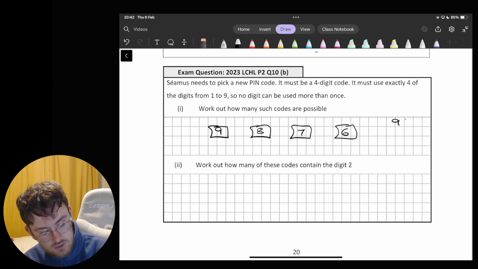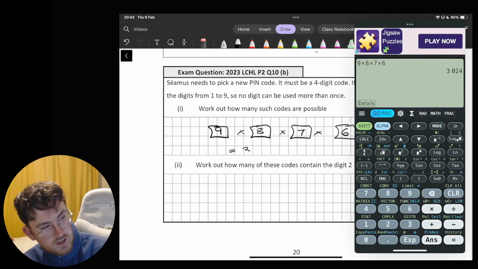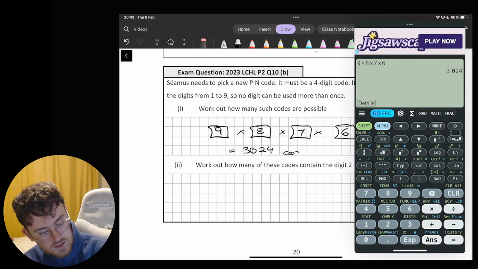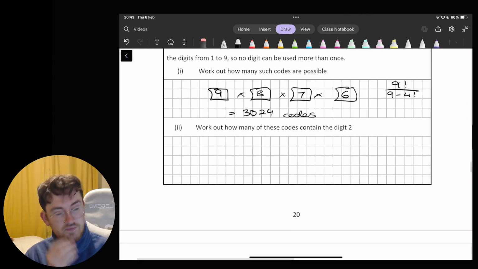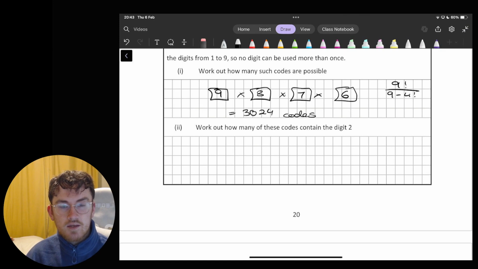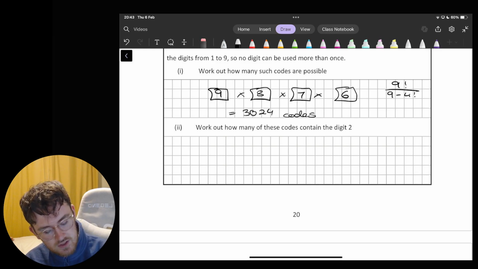That's that idea of the factorial, when we had 9 factorial divided by 9 minus 4 factorial. But also we can just do it by doing 9 by 8 by 7 by 6, which gives me 3,024 different codes that he could have. We want to work out how many codes contain the digit 2. So we need to think about all of the different arrangements that could come from that digit 2 as well. Okay, so let's have a look at that.